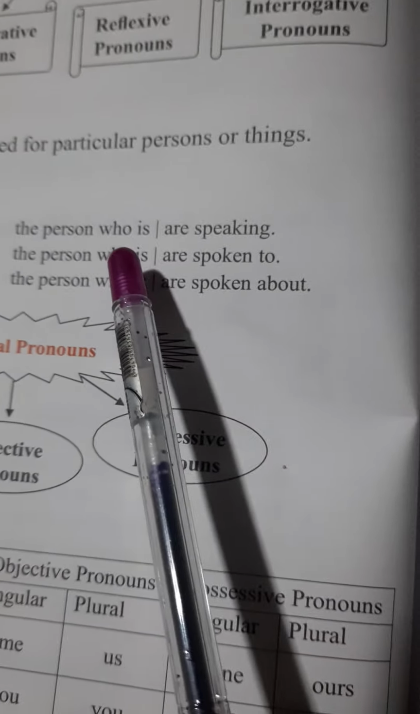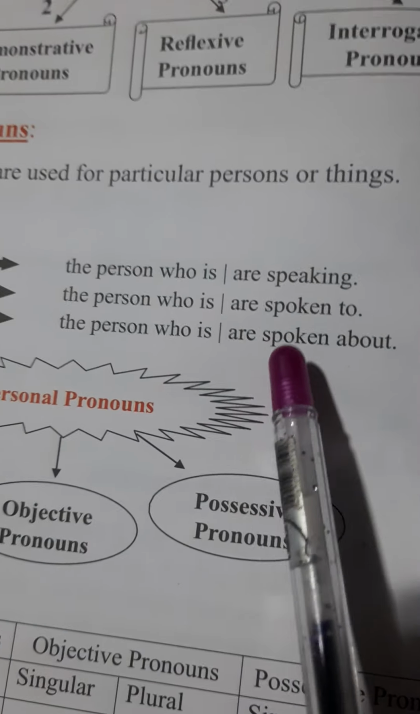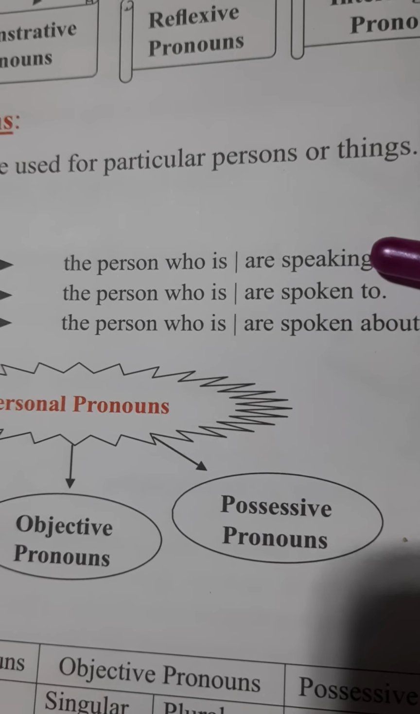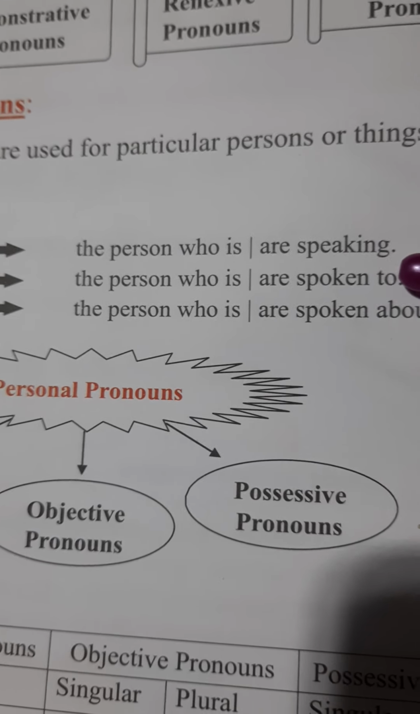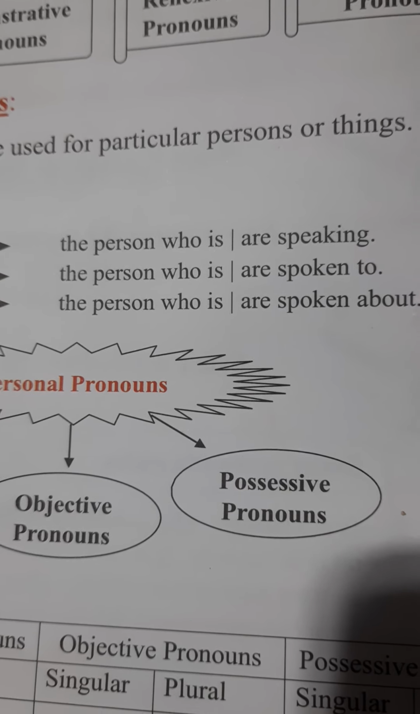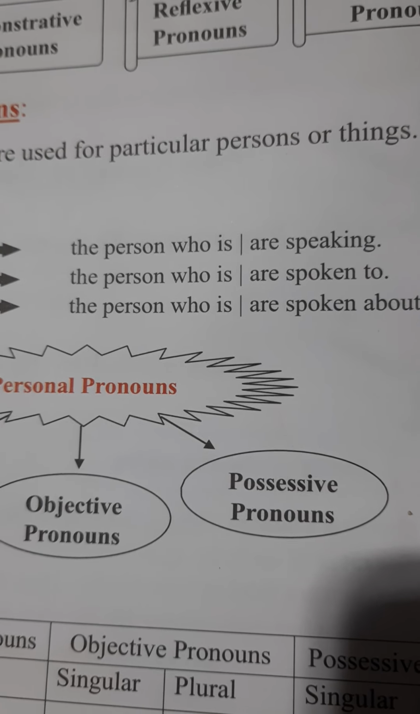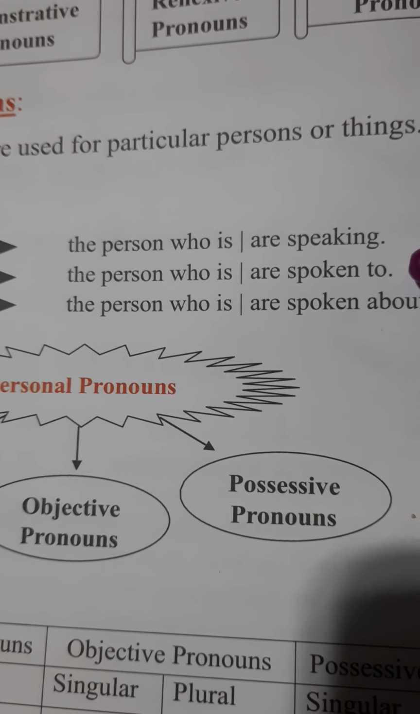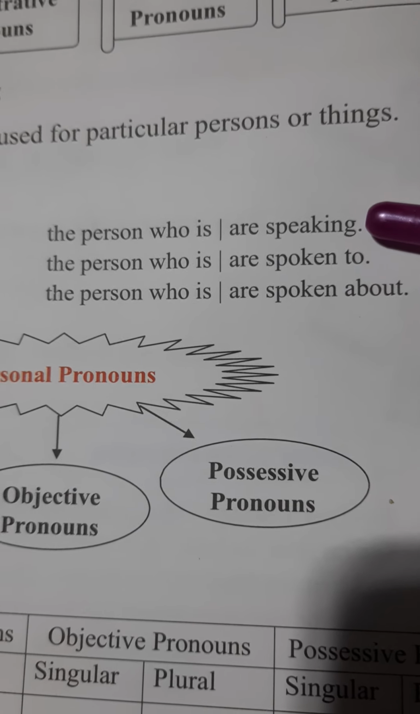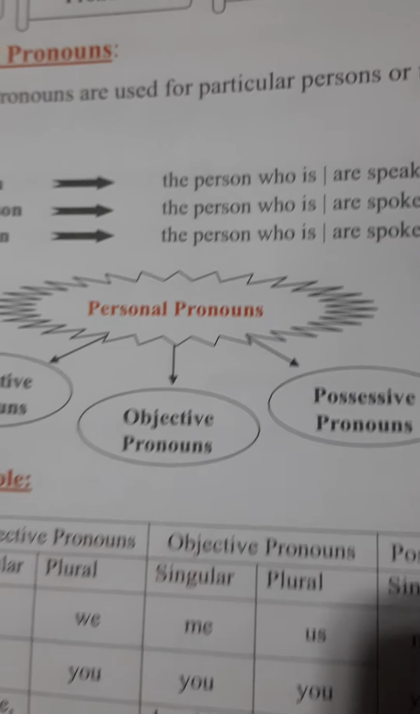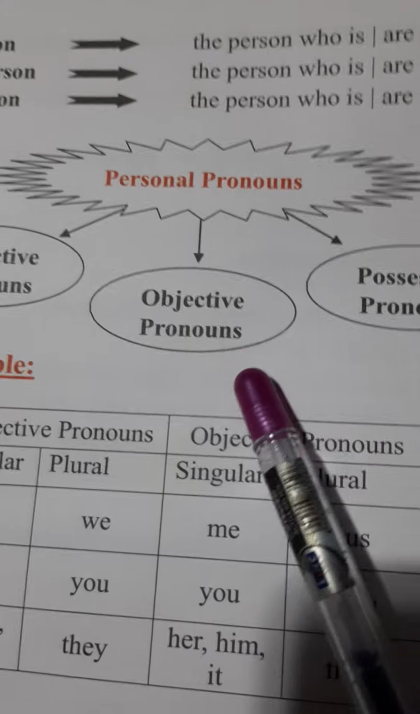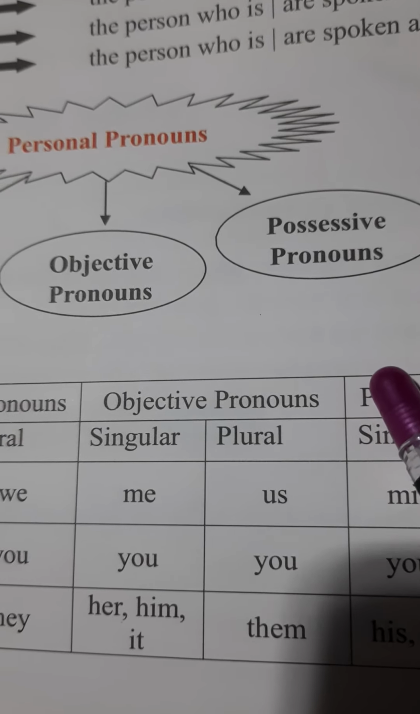First person: the person who is speaking. Second person: the person who is or are spoken to. Third person: the person who is or are spoken about. मैं जो बात कर रही हूँ और मैं किससे बात कर रही हूँ और मैं किसके बारे में बात कर रही हूँ. जिसके बारे में बात कर रही हूँ वो बन जाता है थर्ड पर्सन, और जिससे मैं बात कर रही हूँ वो बन जाता है सेकेंड पर्सन, और मैं खुद क्या बन जाती हूँ? फर्स्ट पर्सन. Now this personal pronoun can be subjective pronouns, objective pronouns and possessive pronouns.